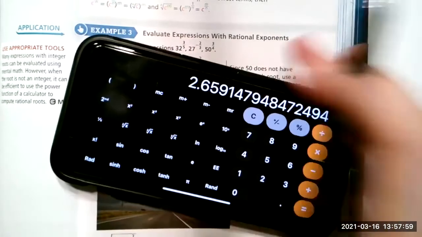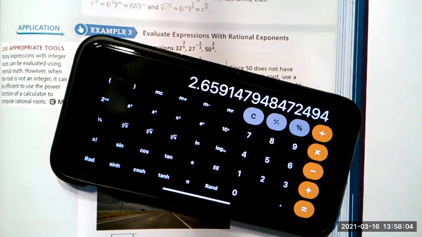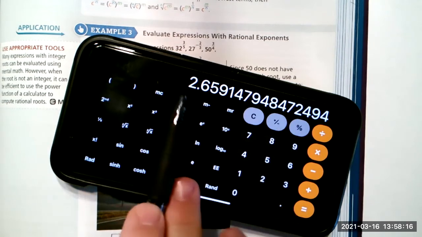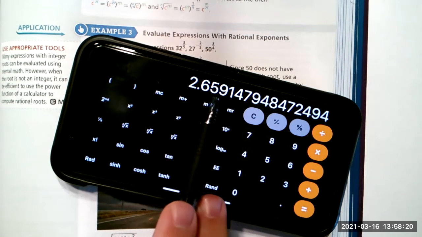So they're just saying anytime you have a situation like that, just use a calculator. The go-to, if nothing tells you how far to round it, is 3 decimal places. That's just a common go-to. So if you're doing a problem and they're not telling you to round it, don't write the whole thing. Just round it to 3 decimal places. So in this case, my answer would be 2.659.